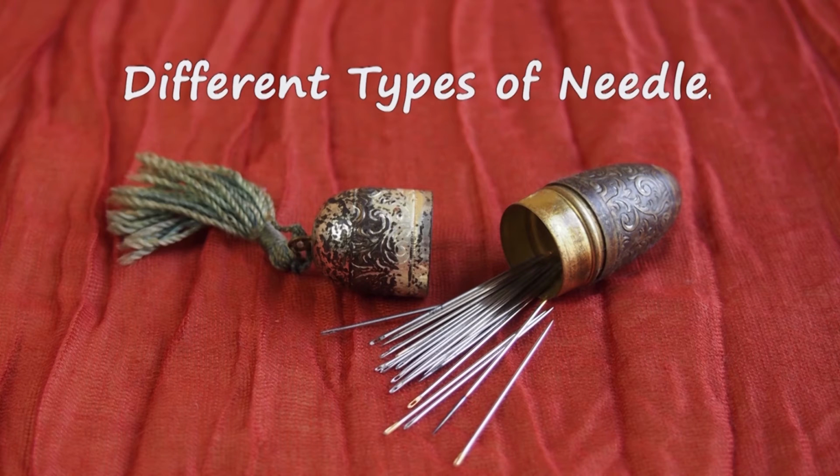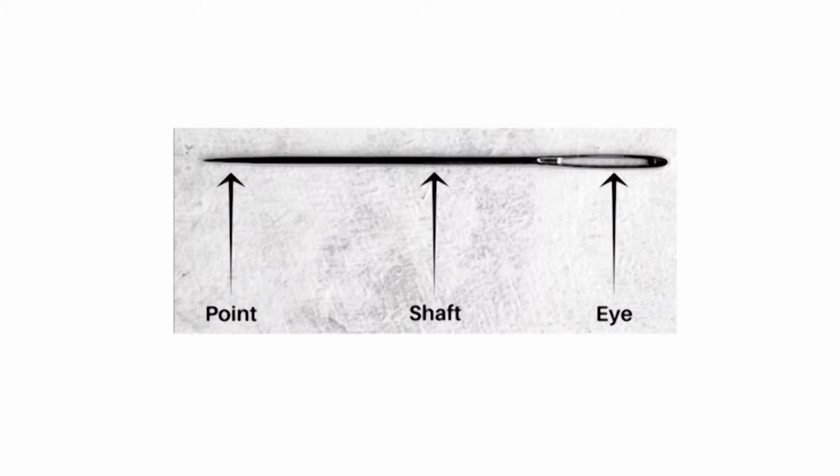Now different types of needles. The most essential tool without which hand embroidery is not possible is the needle. It has three parts, namely the eye, shaft and point. Needles are available in different thickness, length, size of the eye, sharpness and shape of the point. Generally, the number indicates the size of the needle. Higher the number, the finer would be the needle.